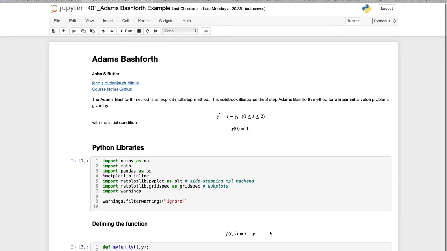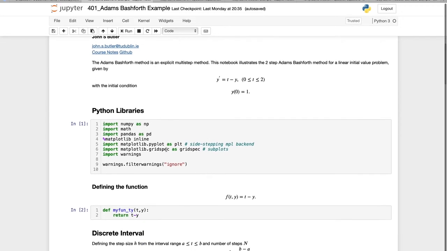In this video, I'm going to talk about the Adams-Bashforth method. It is an explicit multi-step method, and all Adams-Bashforth is formal. I'm just going to talk about the two-step one here. I'm going to illustrate it using this simple linear initial value problem: y' = t - y, and y(0) = 0.